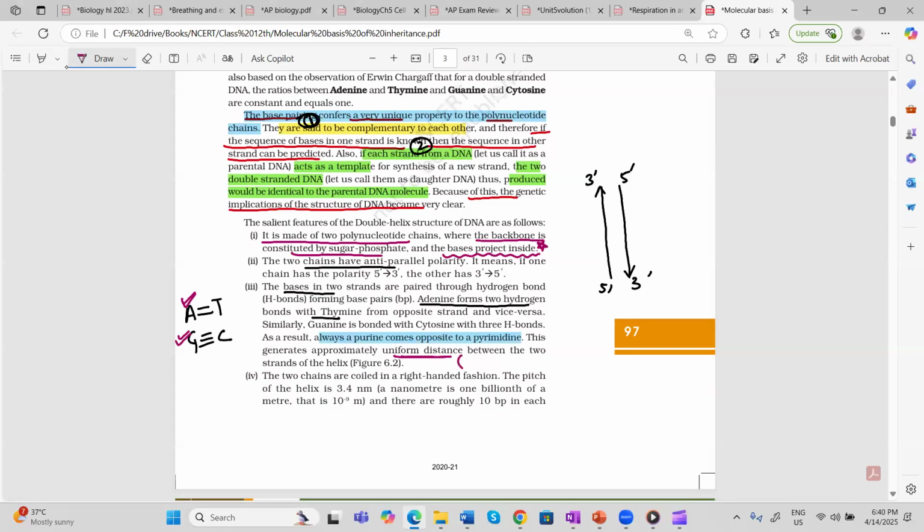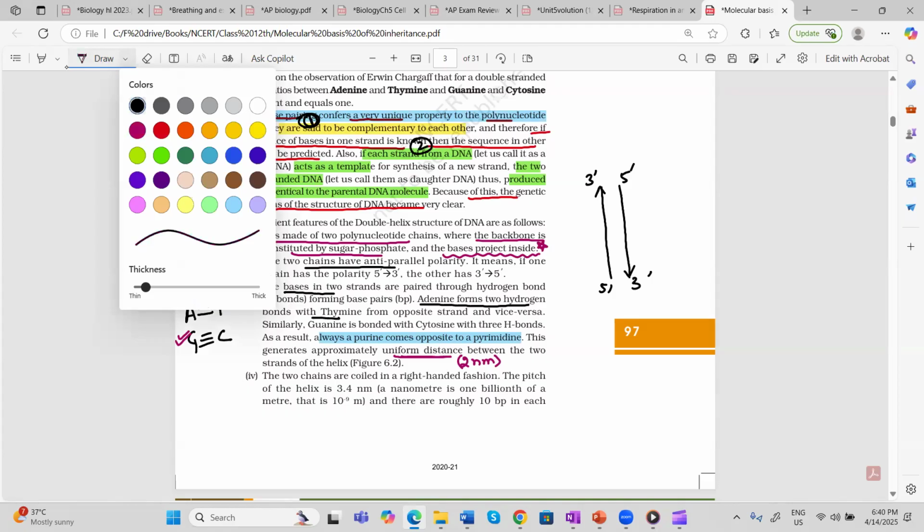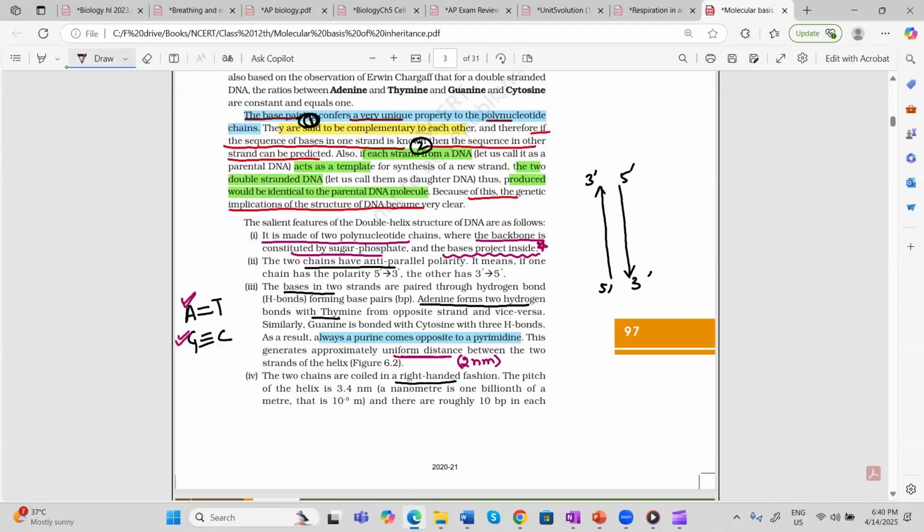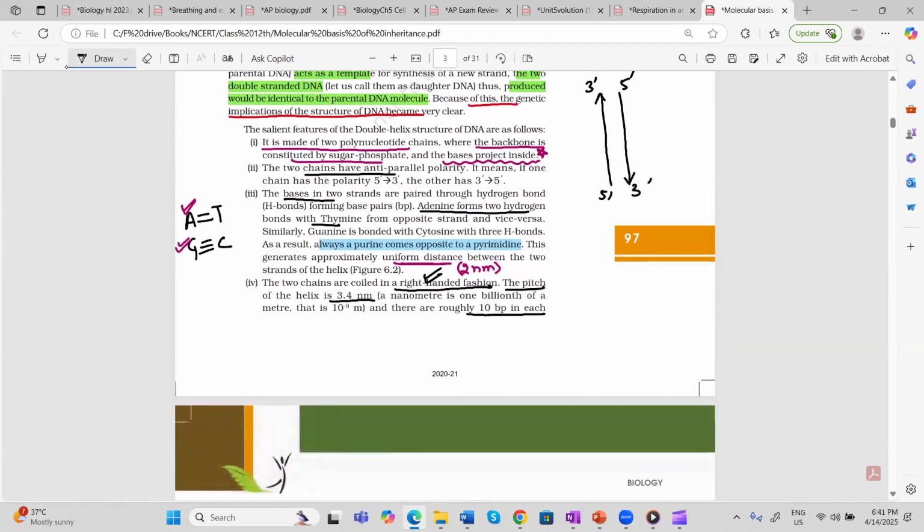And the uniform distance between the two strands is 2 nanometer. Then the two chains are coiled in a right-handed fashion and the pitch is 3.4 nanometer, which will have nearly 10 base pairs in each turn. To understand, first of all, let me draw the DNA here. This is the way.